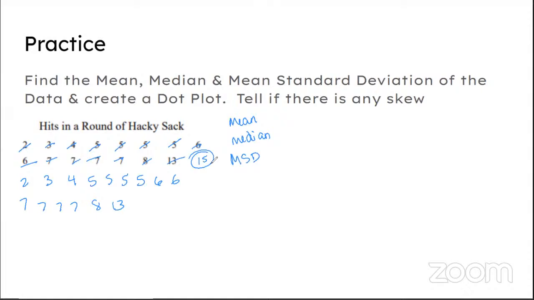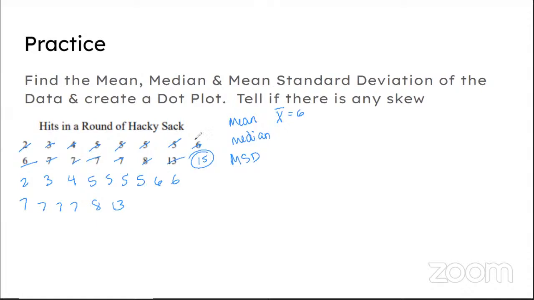How do we find the mean? It's just the average. So we're going to add everything up. 2 plus 3 plus 4 plus 5 plus 5 plus 5 plus 5 plus 6 plus 6 plus 7 plus 7 plus 7 plus 7 plus 8 plus 13, enter, divided by 15. All right, so the mean of the data, which remember you write with an X bar, is 15. Yep, sorry, not 15. That's how many we divided by. It's 6.